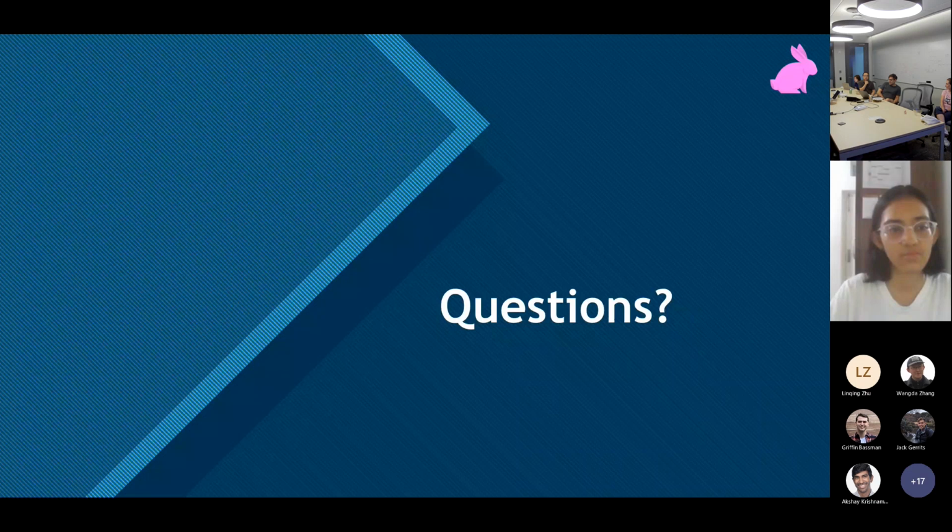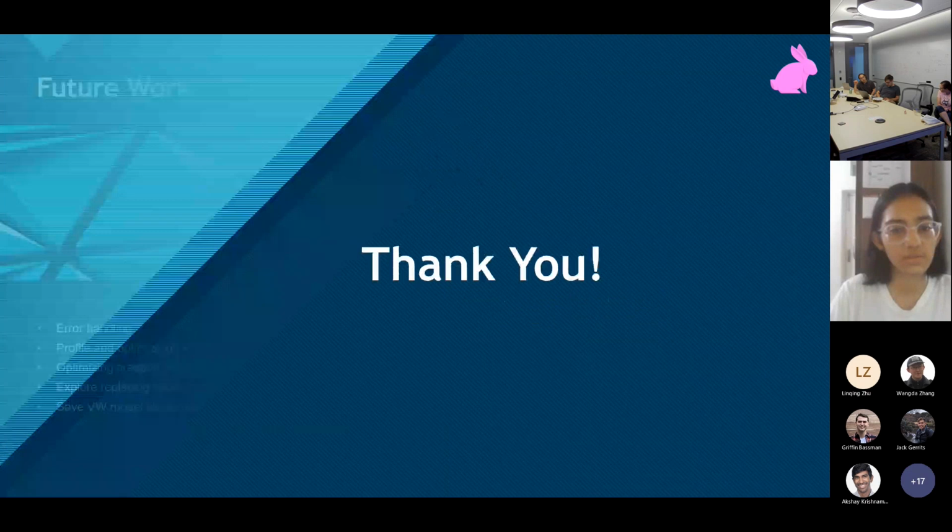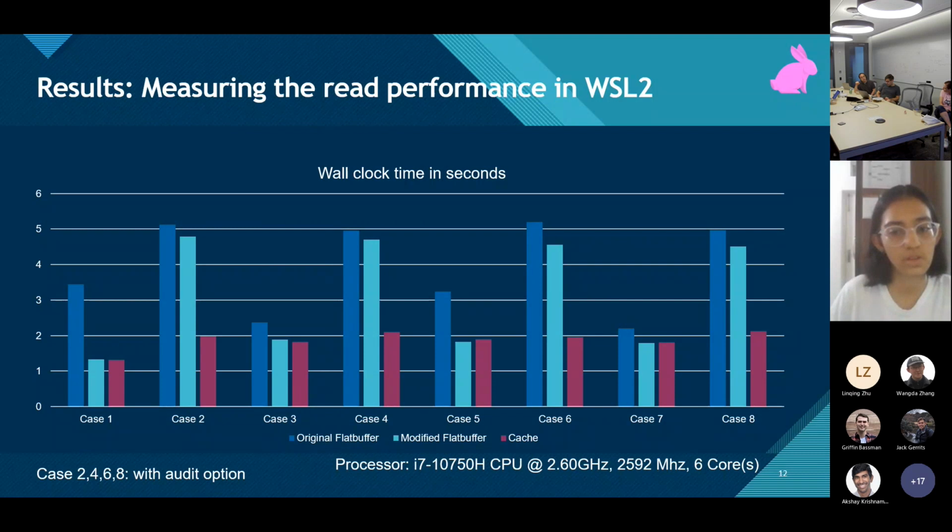I had one question on the time comparison between the flat buffers and the cache. Was the cache actually serializing strings in this case, or were those just being dropped off? Yeah, I think they mostly dropped off. I didn't add options for that. So the audit cases are not really valid, because they're not testing the same thing here.